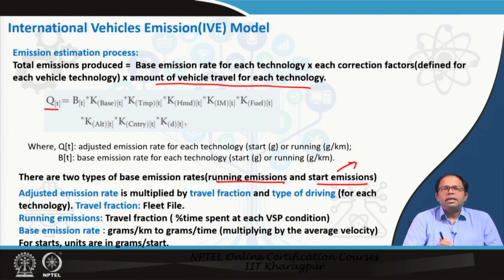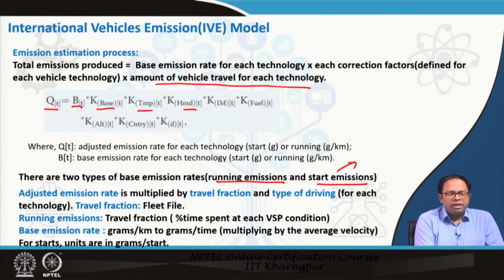And for running emission, there is a standard, and then depending on the speed in the IVE model, but in other models depending on speed, acceleration and other things, the emission actually changes. In the IVE model, we measure the average speed of different driving cycles, and accordingly we can estimate the different emissions. So these are the base rates, and this is multiplied by different factors: factors for temperature, factors for humidity, factors for inspection and maintenance program, factors for fuel. As per that particular area's values, we will change the emission rate.